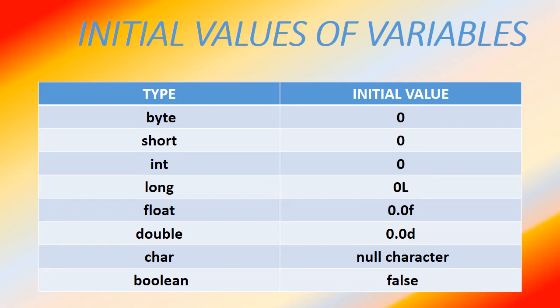Float. If your variable is of float data type, by default it will be initialized by 0.0f. It means it will contain the decimal value, real numbers, fractional number, but if we declare it by f, it means it is of float type. And if your variable is of double data type, its initial value by default is 0.0d.